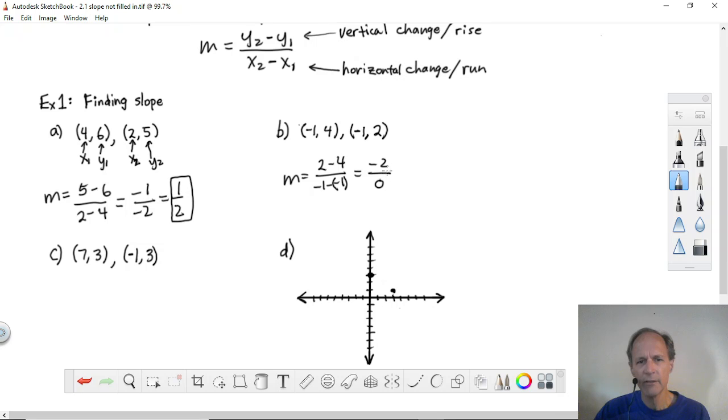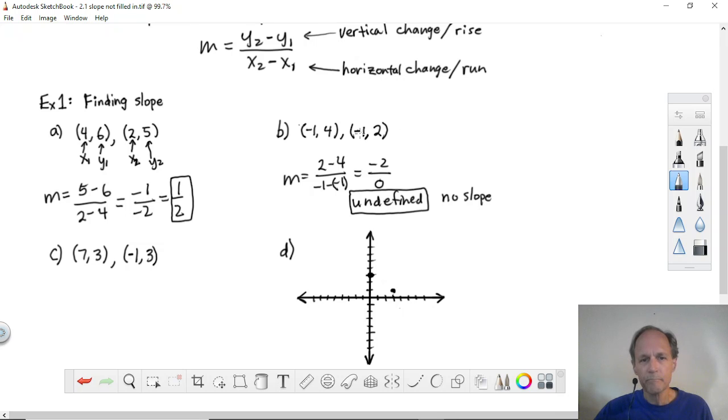Okay, so what do we do with that? We have this value negative 2 over 0. What does that mean? Can you do that? Well, it's actually undefined, right? Negative 2 over 0 is undefined. So what is the slope then between these 2 points? We say it's undefined, or we say there's no slope. There simply is no slope. Okay, you could say it either way.